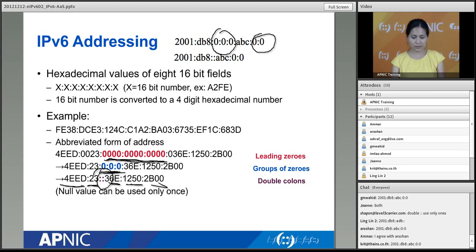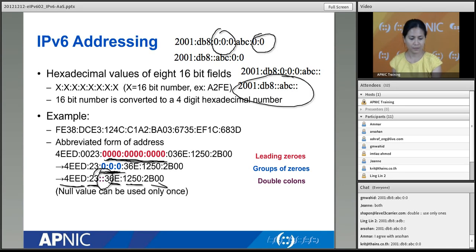Another possible answer is 2001 DB8, then you put in all the 3 zeros, ABC, colon, colon. Did any of you answer this? So this is the second possible answer. The third possible answer that I got from you is 2001 DB8, colon, colon, ABC, colon, colon. So let's discuss the third possible answer first.